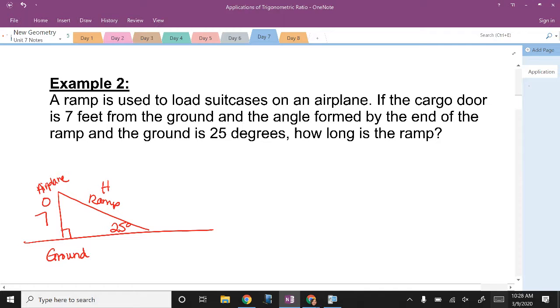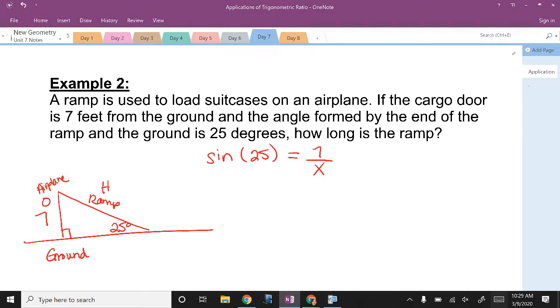So it's important that you draw and label your picture correctly. Does that make sense? Because if I put the 7 down here, I'm going to use cosine. So we got to know that the height of the cargo door is that vertical height right there. So yes, we have opposite and hypotenuse, so we need to use sine of how many degrees? 25 degrees equals opposite over hypotenuse, so what over what? 7 over x. So any questions about how we set up our problem?